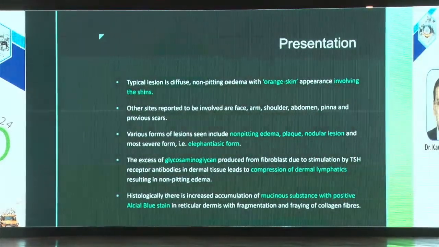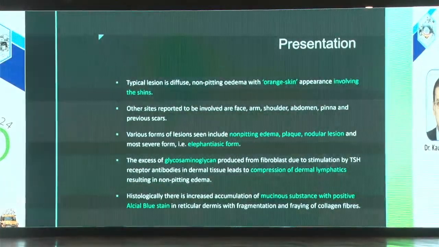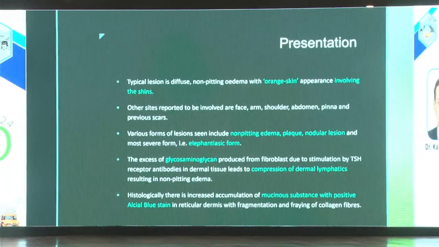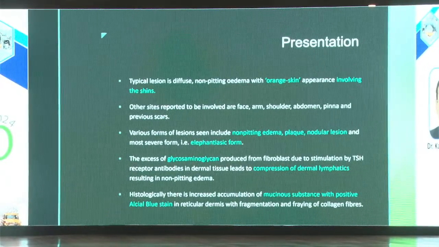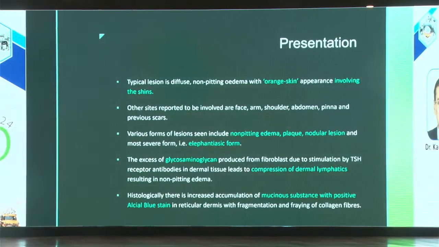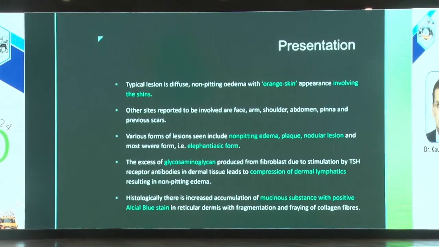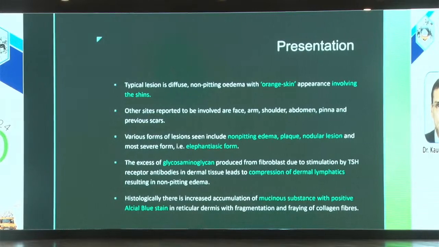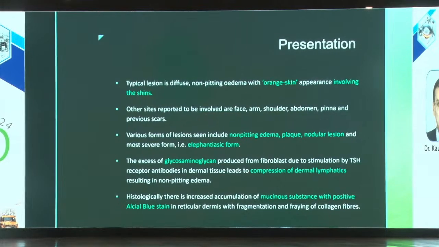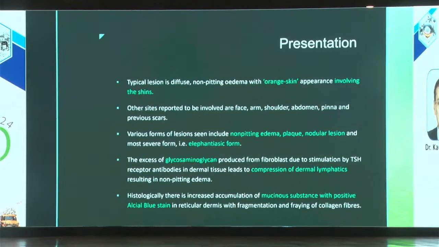And the presentation can be a non-pitting edema, the classical one that we associate with hypothyroidism, but it affects the shin in hyperthyroidism, so to say. It can also be a plaque type, it can also be a nodular lesion, and in very rare situations it can also be an elephantiasis form as well. This happens primarily because there is excess deposition of glycosaminoglycans produced from the fibroblasts, as we see in thyroid orbitopathy.